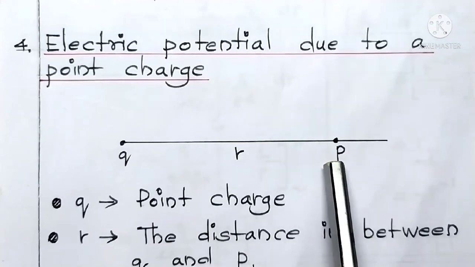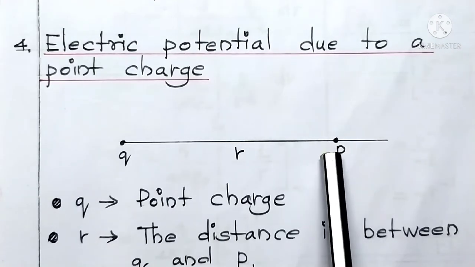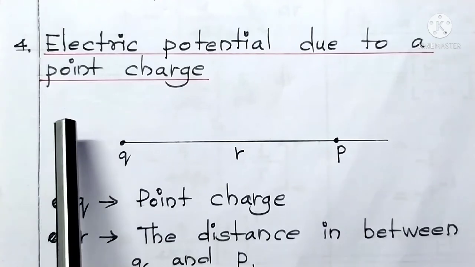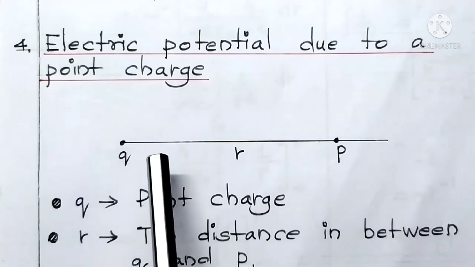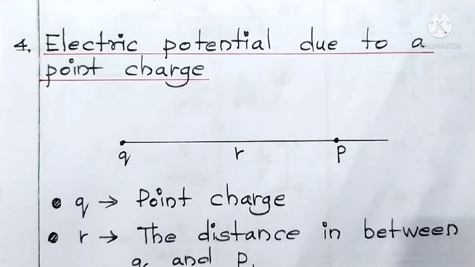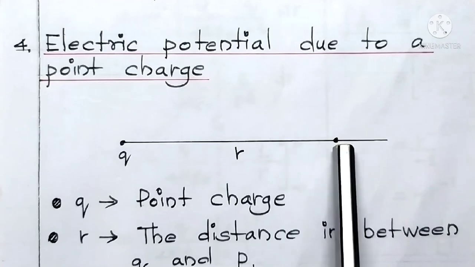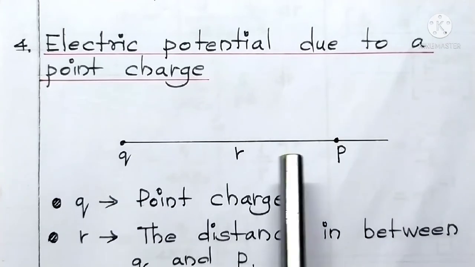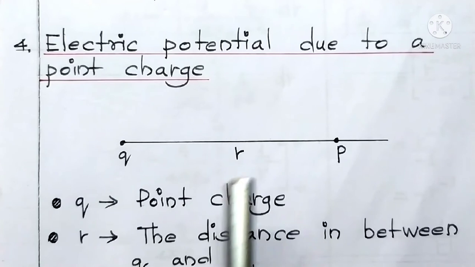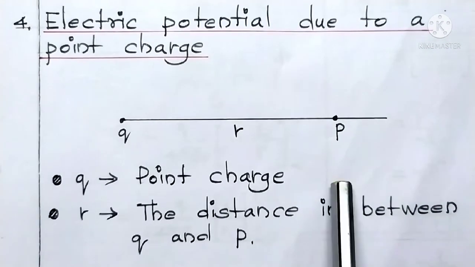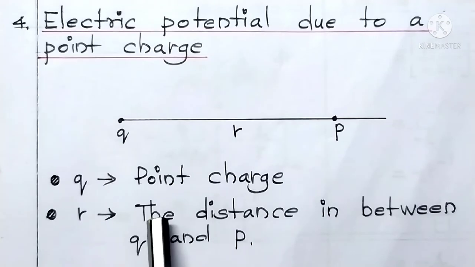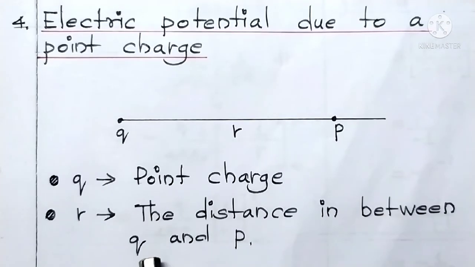As we are going to calculate the electric potential over here, a test charge is going to be placed at point P. Now, first of all, what is the definition of electric potential? The work done in bringing a test charge from infinity to a point which is at a particular distance, I mean r, from the point charge. Q is the point charge, and small r is the distance in between Q and P.